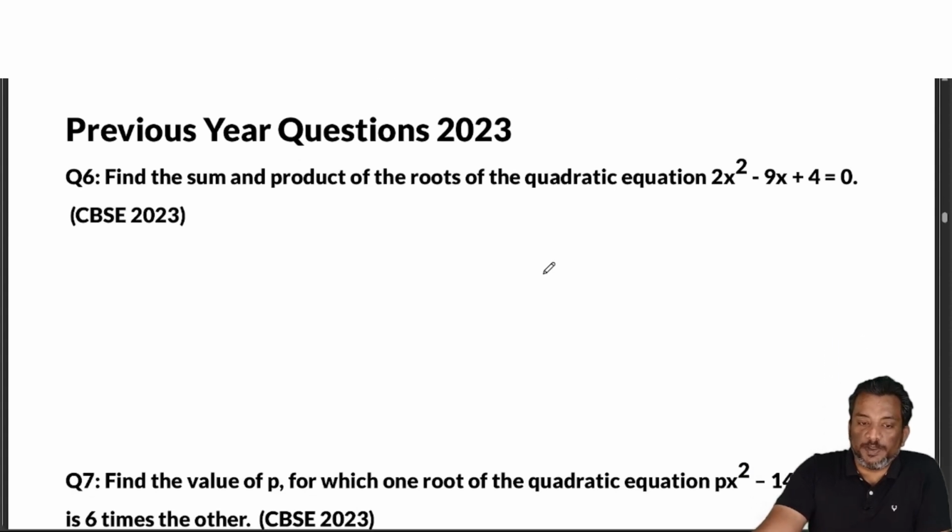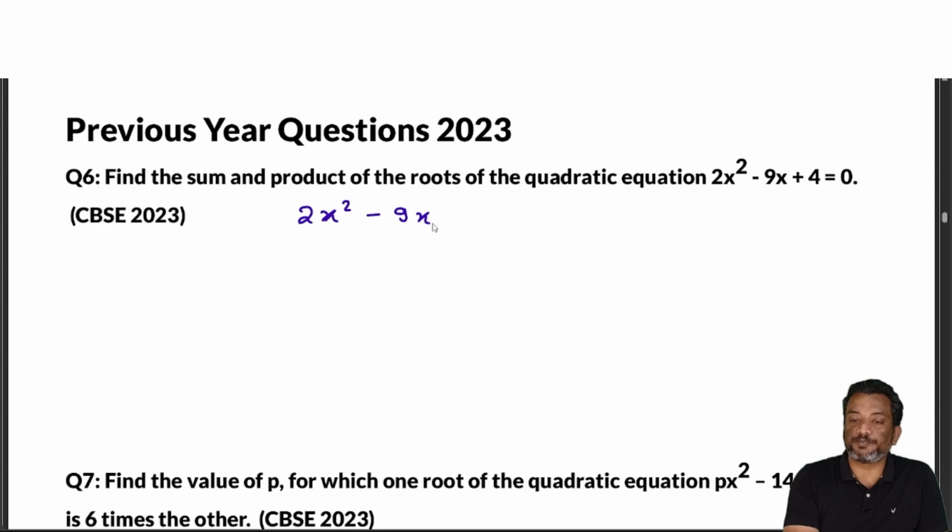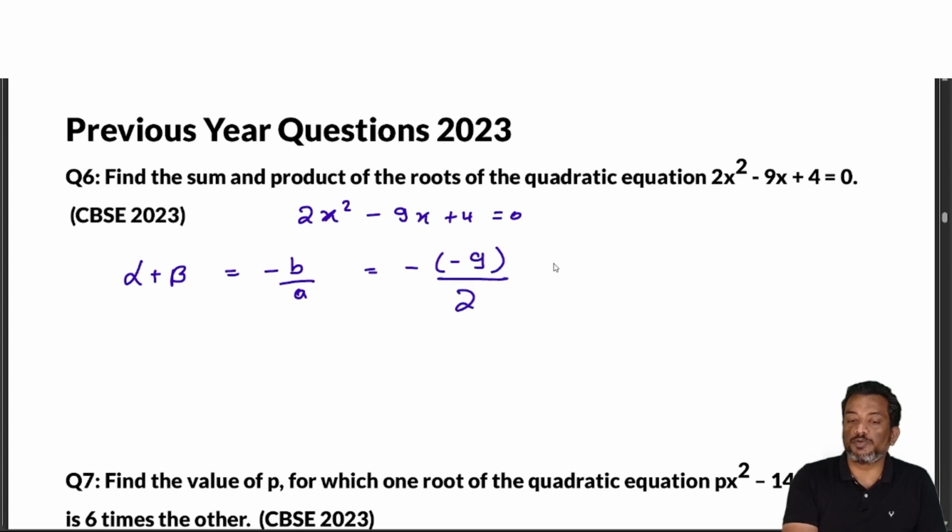So now coming with the question 2023, it is saying find the sum and product of the roots of the quadratic equation 2x square minus 9x plus 4 is equal to 0. Sum of roots, which means alpha plus beta, is equal to minus b by a. Minus b is the coefficient of x, and a is the coefficient of x square, which means minus (minus 9) over 2. So you will get 9 over 2.